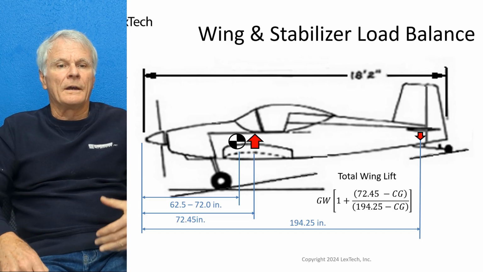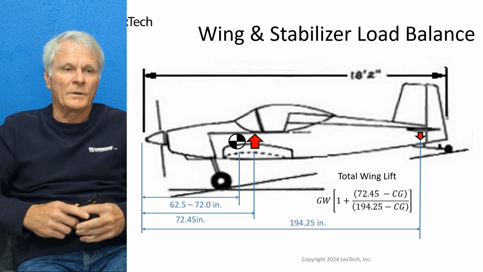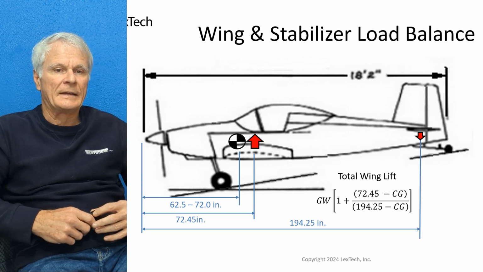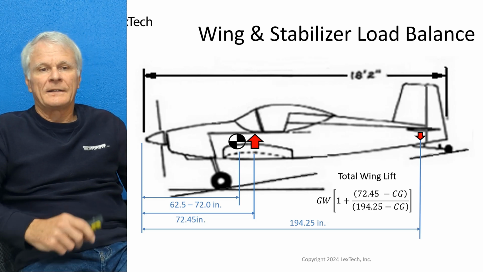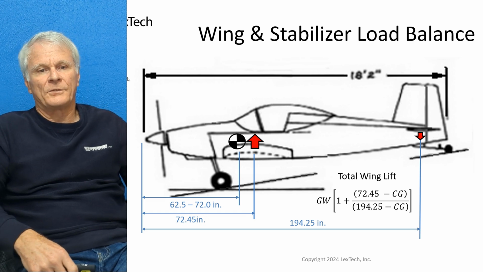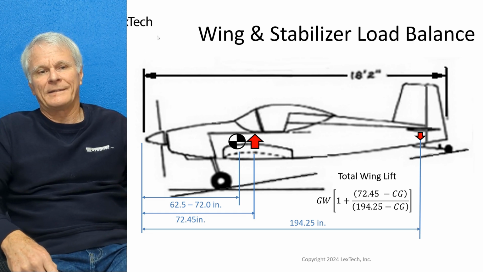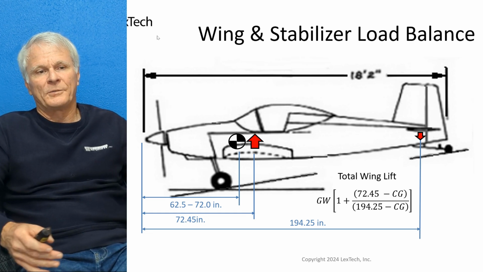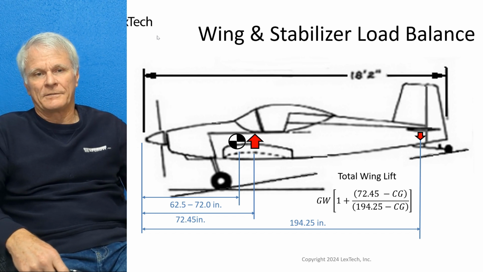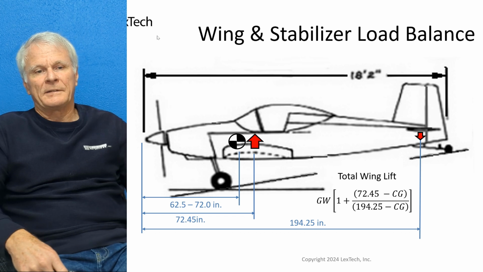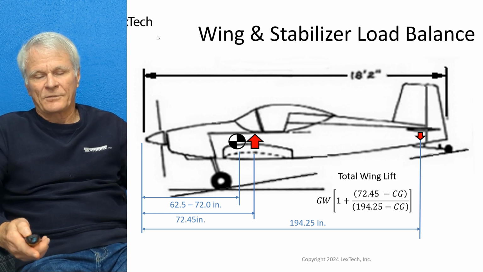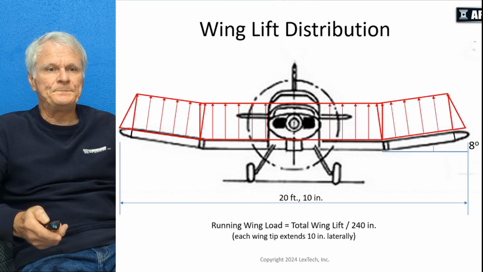So in order to calculate the total lift in the wing, you have to take the total weight of the airplane, the gross weight of the airplane, and then you have to account for the fact that the horizontal stabilator has a downforce. So you calculate that downforce by looking at the moment arms between the wing center of lift and the horizontal center of lift, and then you can calculate what the total wing load would be. So that's what you see here on the right.